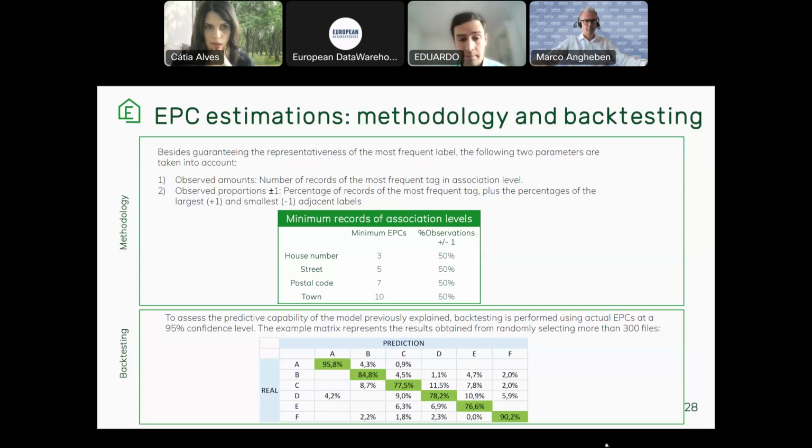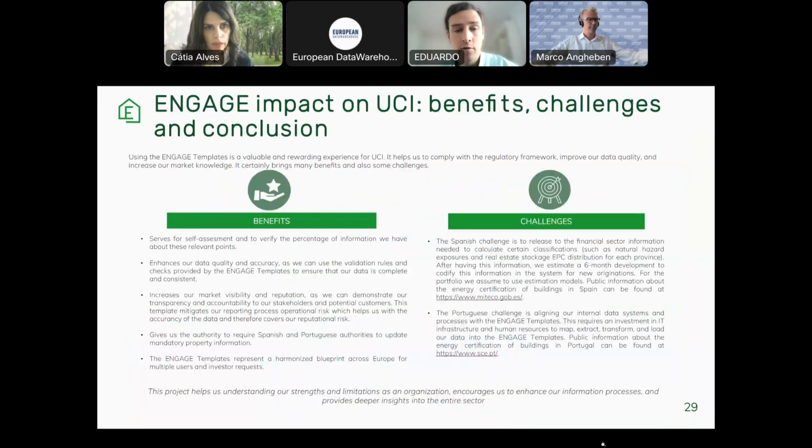So basically the dispersion is low, and the winning rate, or the share of correct assumptions, is high enough. This gives us confidence that this process works well. And if you can go to the final slide, thank you.